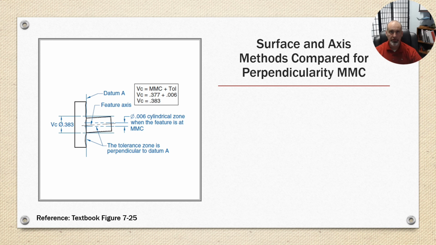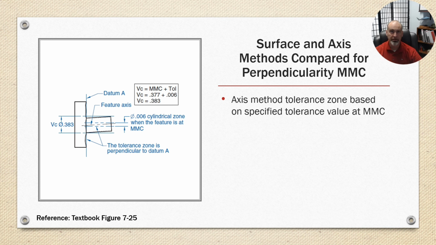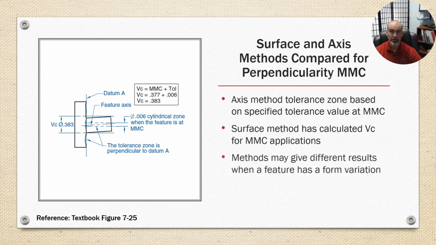The surface and axis methods compared for perpendicularity at maximum material condition. The axis method tolerance zone is based on the specified tolerance value at maximum material condition. The surface method has a calculated virtual condition for the maximum material condition applications. The methods may give different results when a feature has a form variation. The surface method takes precedence over the axis method.